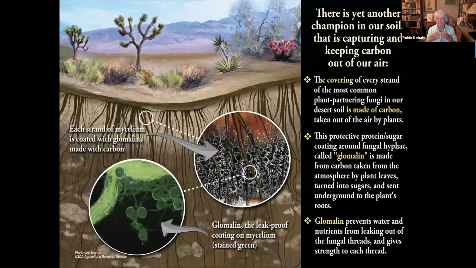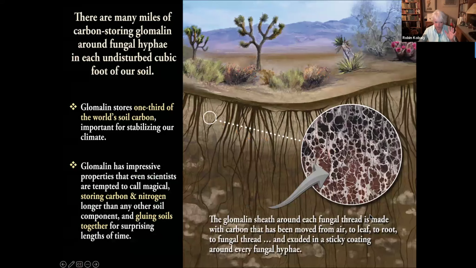So it is this leak-proof coating. On this screen, it's stained green so that you can see it's not just on the mycelium itself, but it's around the spores. And all of that is all throughout our soil wherever mycelium happens. So it's a glycoprotein full of carbon, and it is so prevalent around the world that it is thought to contribute about 1/3 of the world's soil carbon, which is so important to stabilize our whole climate.